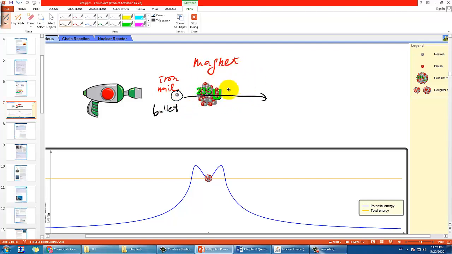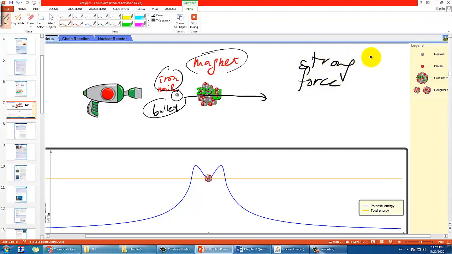Okay, so this is the idea here. So that's why we need the moderator to slow it down. Of course, in reality, it's not really magnet and iron or bullet. It is a certain force called strong force that you learned in chapter 7 or chapter 12. But the nature is basically the same here.